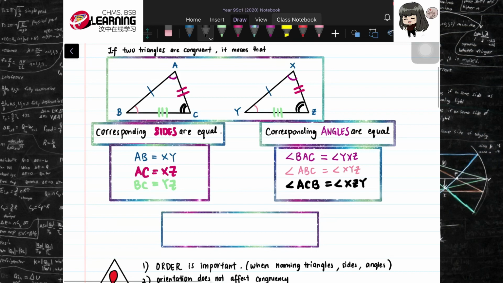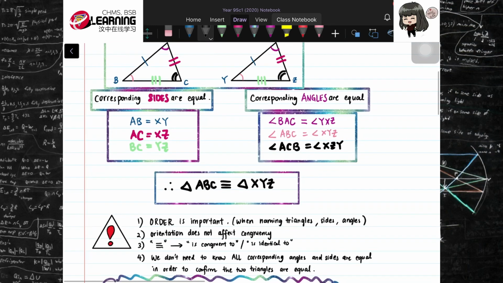Alright, so we write congruent triangles this way. These three dots mean "therefore", then triangle ABC, and then we have three bars, which represent "is congruent to". Triangle ABC is congruent to triangle XYZ. We must follow the order, as in ABC is congruent to XYZ.